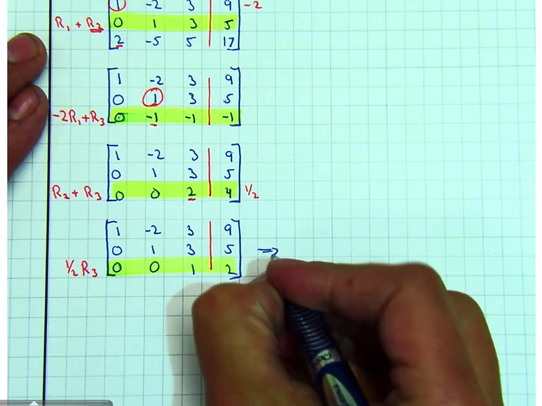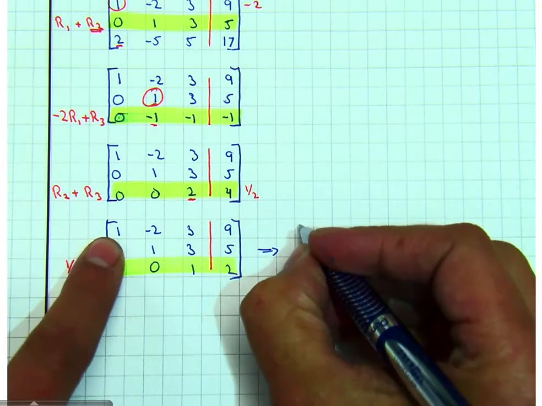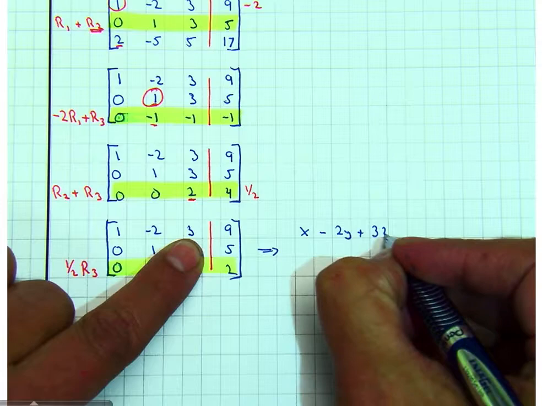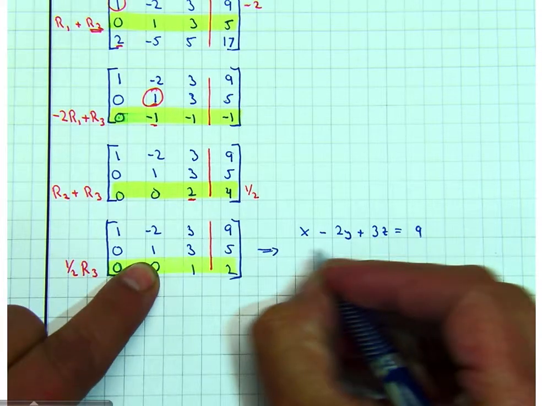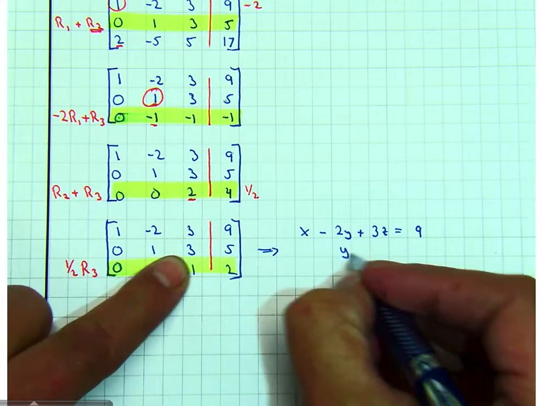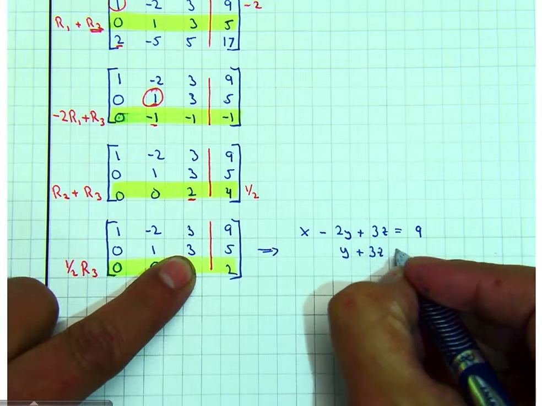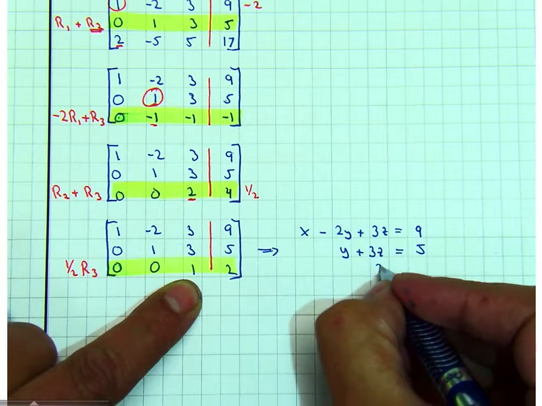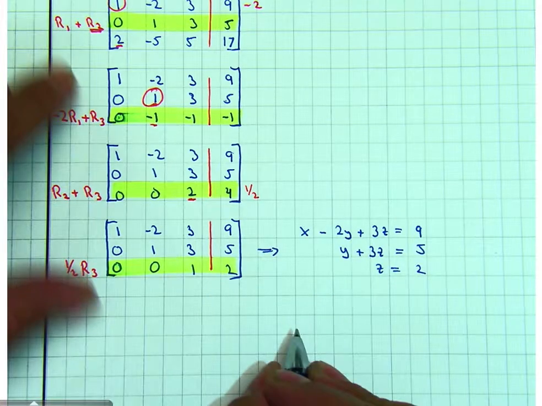Now I can rewrite it back as a system of equations with x, y's, and z's. So this is x minus 2y plus 3z is equal to 9. There's no x, but there is a y, plus 3z is equal to 5. There's no x, there's no y, but we do have a z is equal to 2. And now we can solve it.